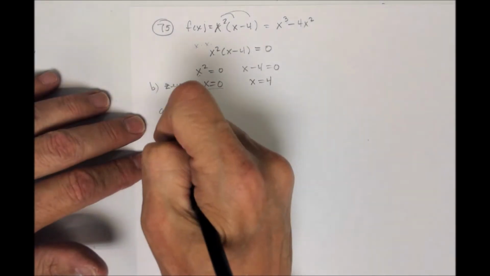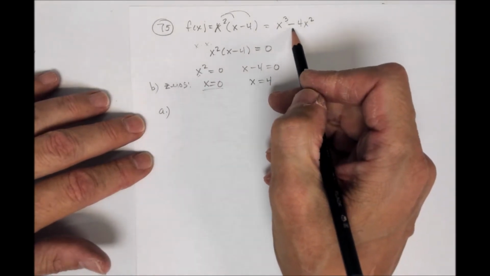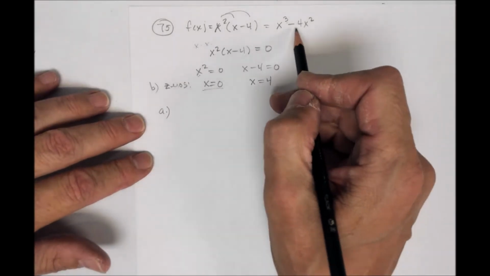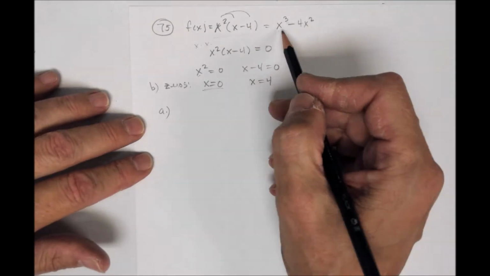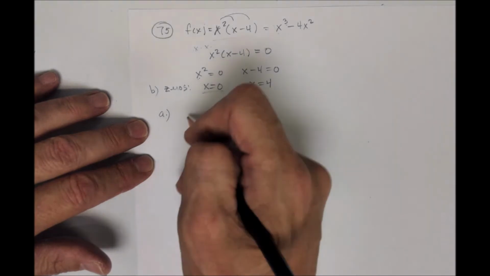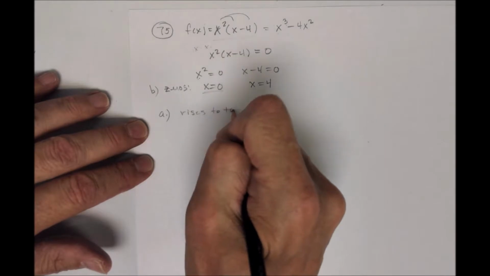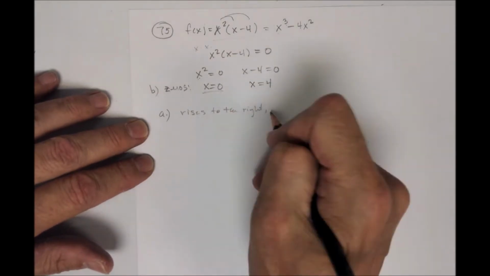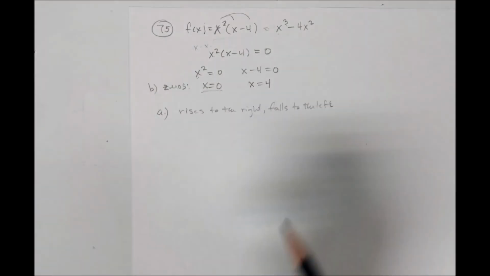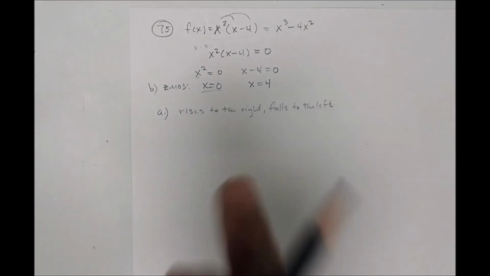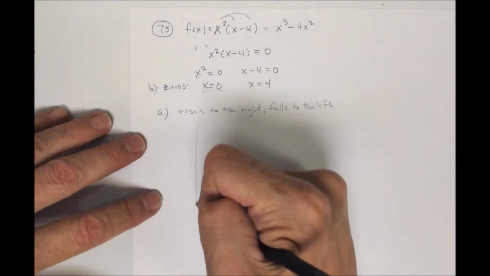Part A, I have to talk a little bit about what it looks like based on its leading coefficient. And this is identical to the one we just did. It's a cubic, because I wrote it this way just to show you. It's a cubic, and it has a positive lead coefficient. So this thing rises to the right, falls to the left. Okay, so part A was the leading coefficient, part B is the zeros, part C, I need to make a table with some more points. All right, let me put my table in here.